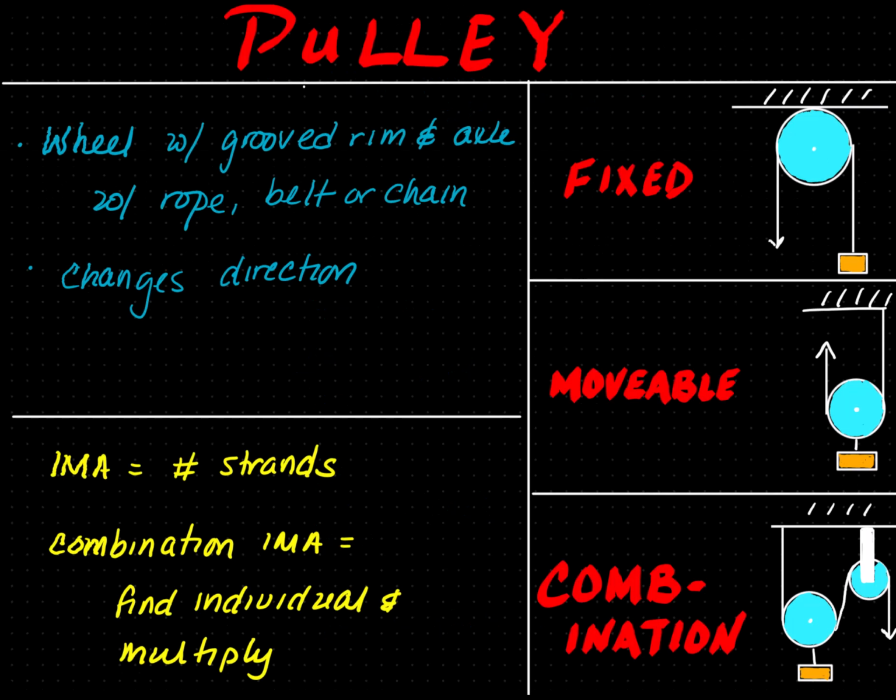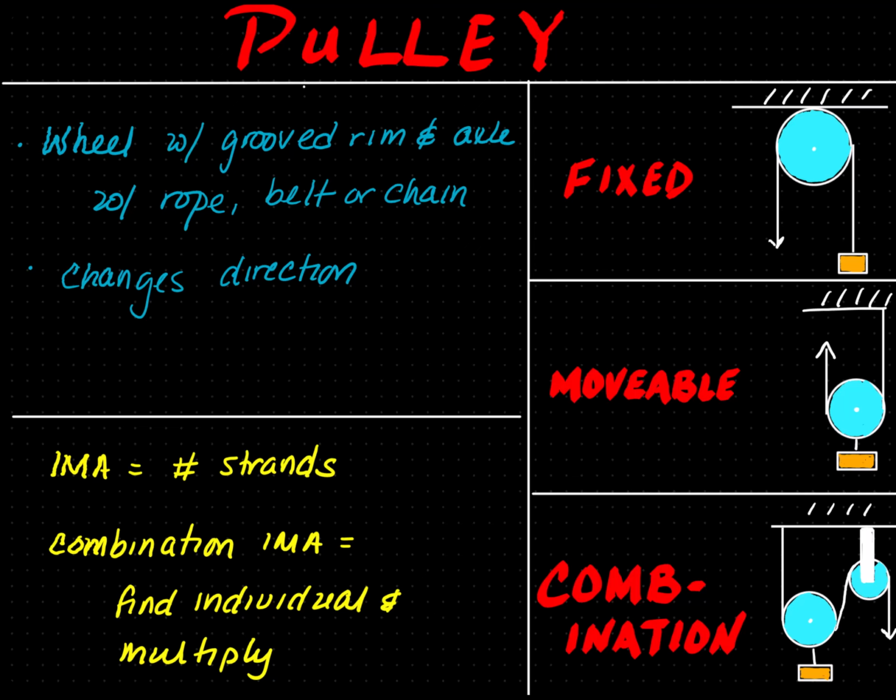The third type of simple machine is called a pulley. A pulley is a wheel with a grooved rim and axle with a rope, belt, or chain around it. Its main purpose is that it changes direction as well as multiplies the force. There are 3 types of pulley: fixed, movable, and combination.